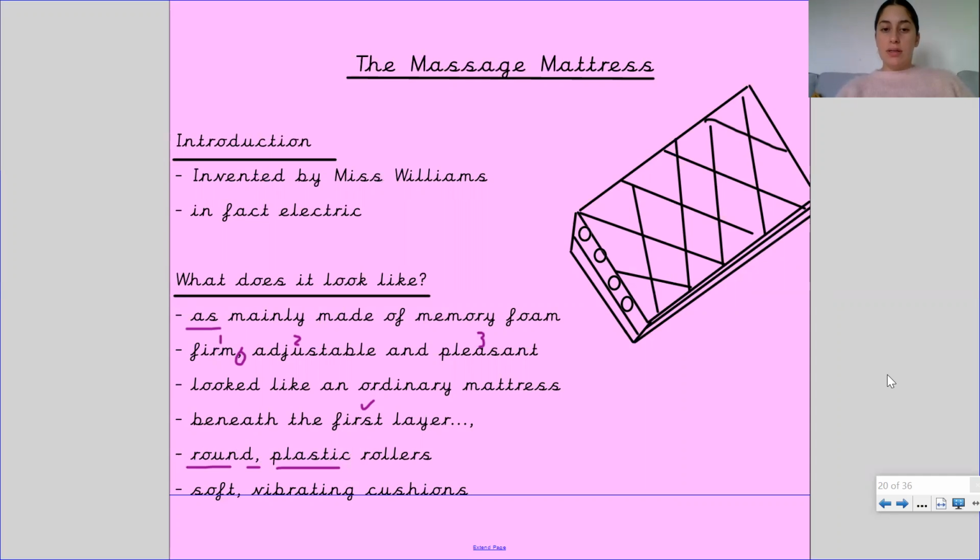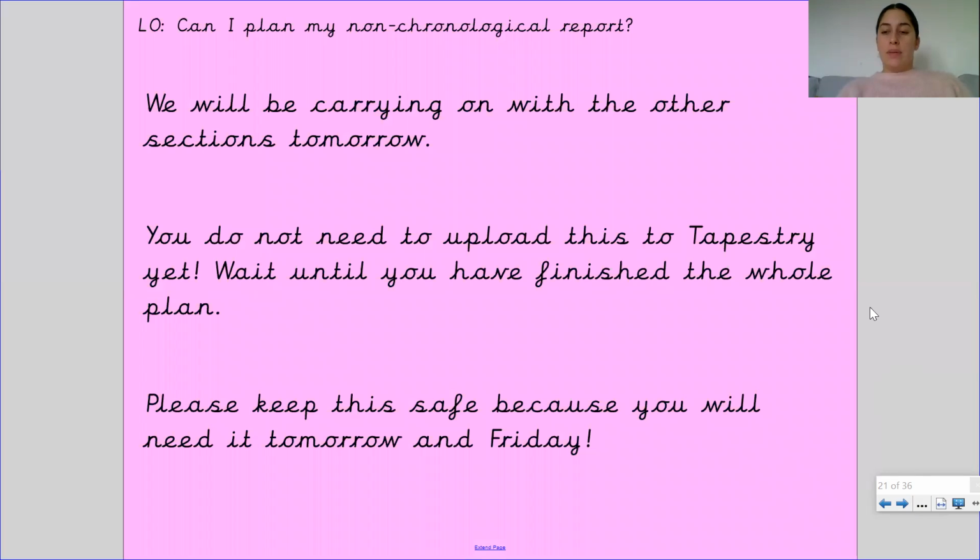Now it's your turn to have a go at completing this section by writing bullet points to describe what your invention looks like. If you find it helpful, you could pause the video and rewind the video to go back to the page where we have the word mats to help you. So please, again, keep this plan safe because you'll be carrying on with this tomorrow with completing the other sections. You don't need to upload this onto Tapestry just yet. We can just see the finished product once you finish the whole plan.